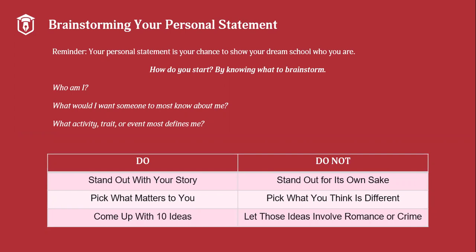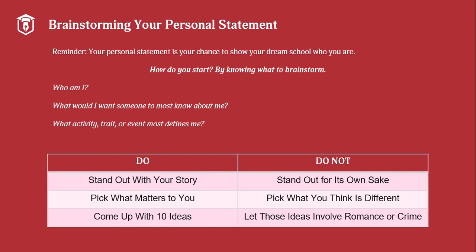You can also ask yourself, what would I want someone to most know about me? This is a great way to bring what you care about most to the forefront. You'll likely find yourself passionate and excited about it, which always makes for a great essay. And finally, you can ask, what activity, trait, or event most defines me? Again, there's no real wrong answer here. We've seen essays talking about everything from drawing an eagle to STEM projects that have gotten students into really prestigious schools. It's less about what you write about and more about what it shows about you.